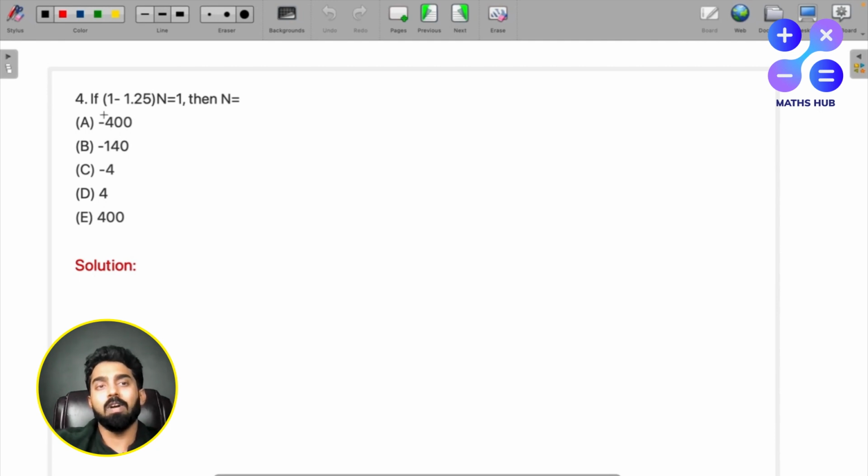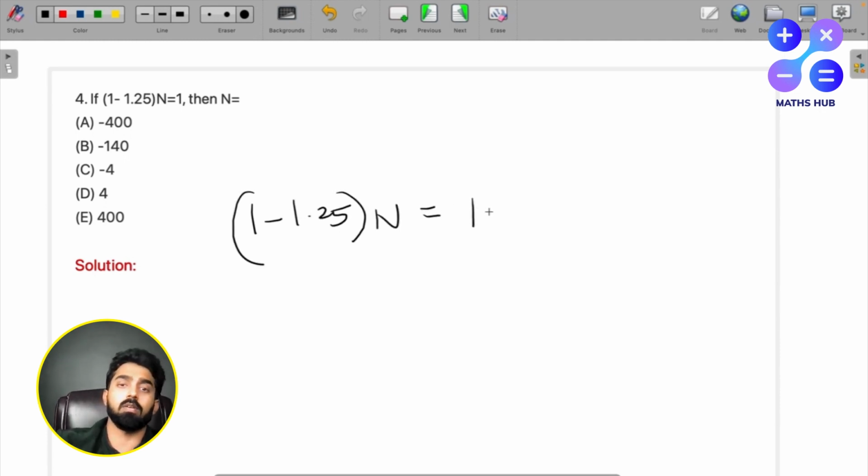Okay, so if 1 minus 1.25, n is equal to 1, then n is equal to what? Great. Okay, 1 minus 1.25. And also, these are all from official sources. So there are GMAT questions which are actually going to be as simple as that. So we're not just solving very simple questions. So this is the case. Then first, let's solve this, right?